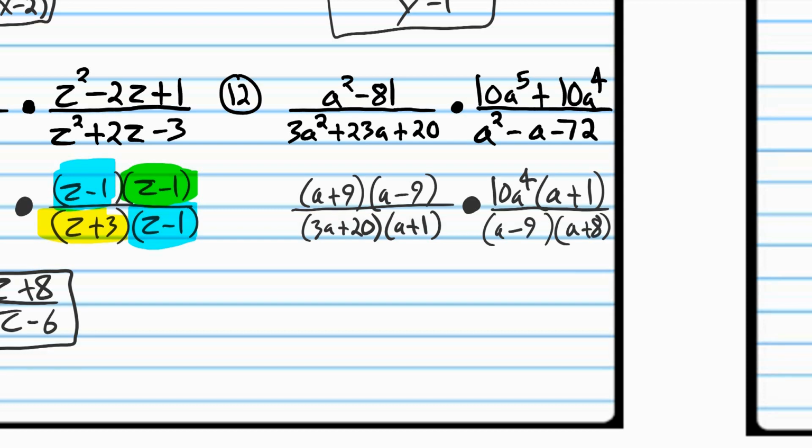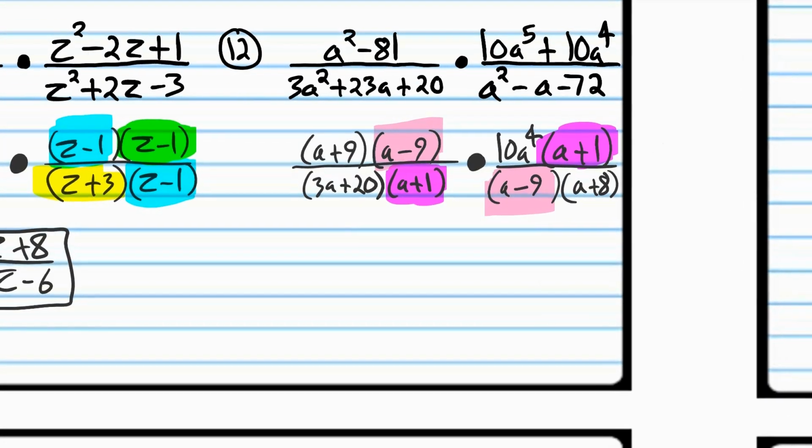So now we're ready to cancel out. We have A plus 1 in the bottom and A plus 1 in the top. And we have A minus 9 on the top, A minus 9 on the bottom. I'm going to get a smaller marker there. And then there's nothing else we can do pretty much. I don't see anything else.